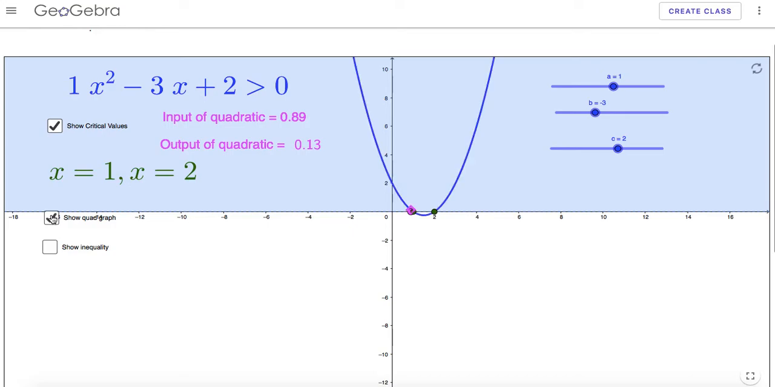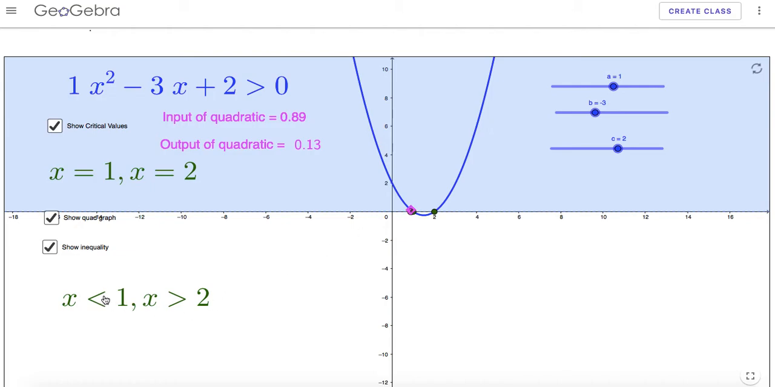So I can show the quadratic equation as well. And I can see that this part of the graph is above the x-axis. This part of the graph is above the x-axis. So the solution to this inequality should be the part on the x-axis where the graph is above the x-axis. And then I can see that the inequality is true.